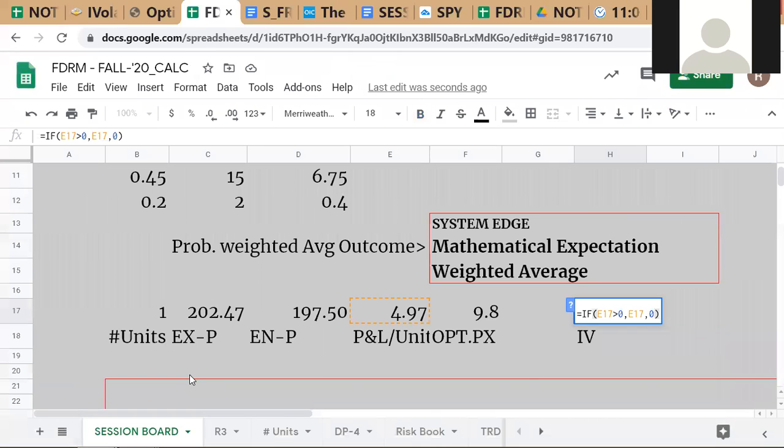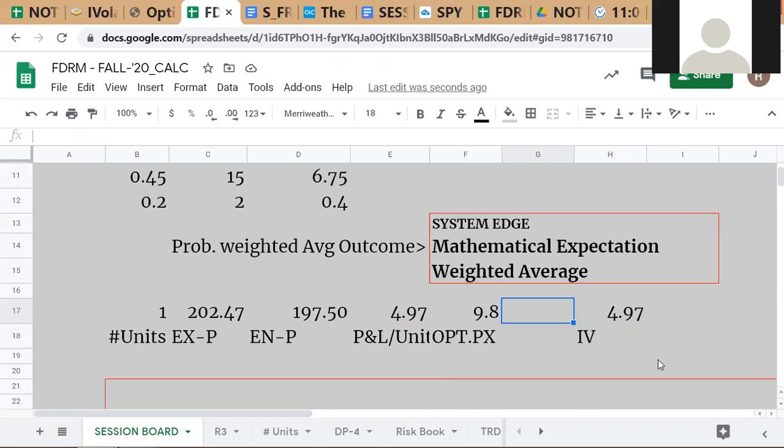So that's why the formula for intrinsic value is: if this thing, which is the P&L from following step 1 and step 2, is greater than 0, then write the P&L for IV. The value of the P&L is here in E17, and otherwise, you should write 0. So that's why IV is 0. I hope everybody has understood by now.